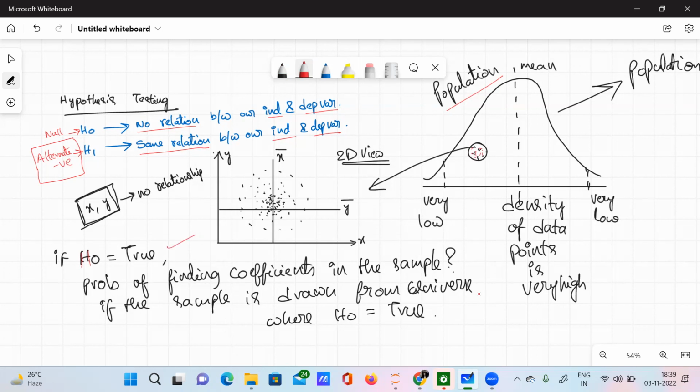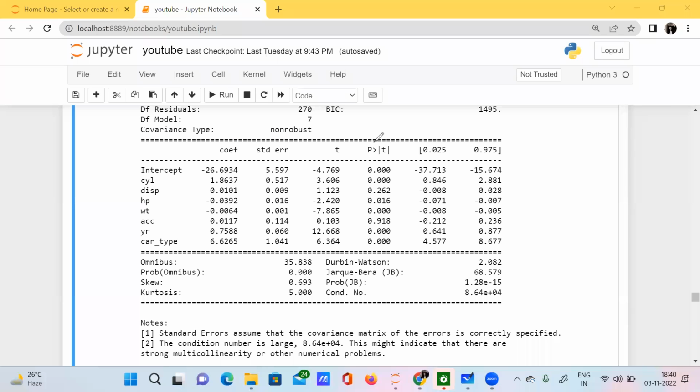then we want to know the probability of finding the coefficients in that sample, where our sample is actually drawn from this universe. So what is the probability of finding the coefficients in this sample? That probability is nothing but these p-values here, all the p-values.